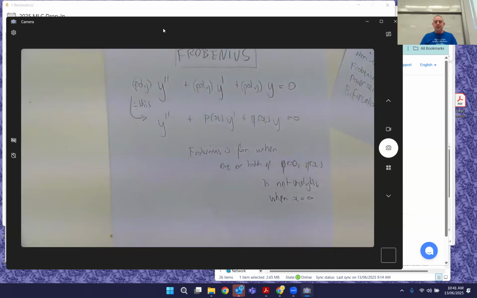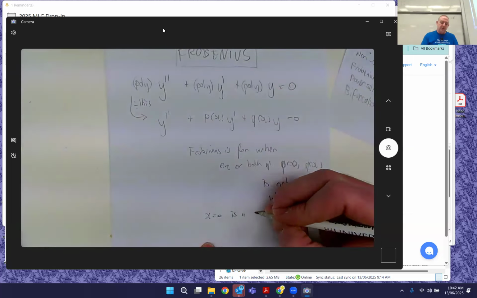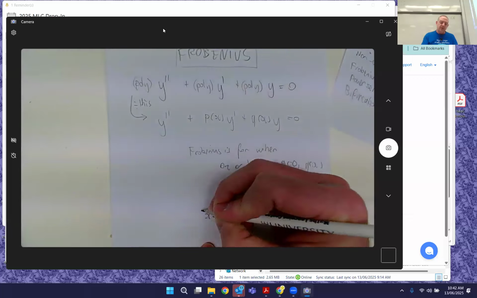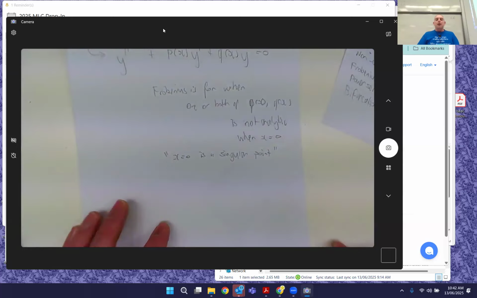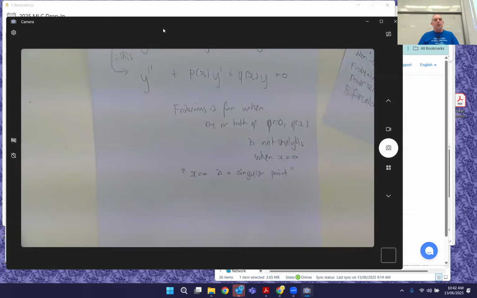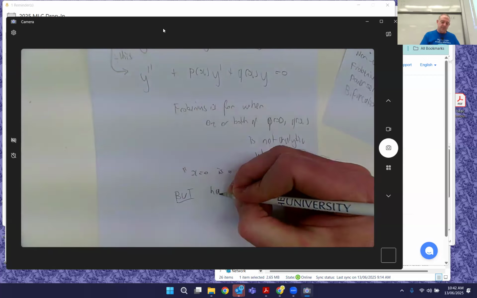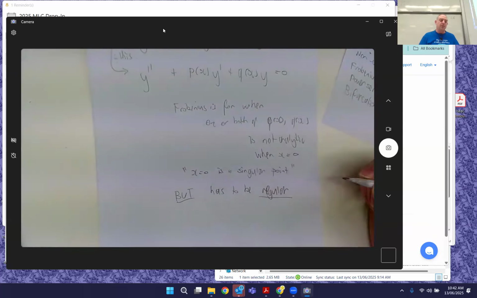Not being analytic when x is 0 means that x equals 0 is a singular point. That's what we call it in official words. But not all singular points are made equal. It needs to be a regular singular point, as opposed to an irregular one. Yes, it has to be regular for Frobenius to work.